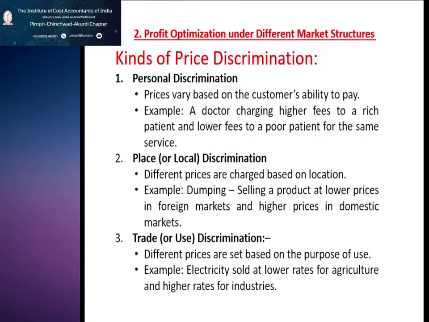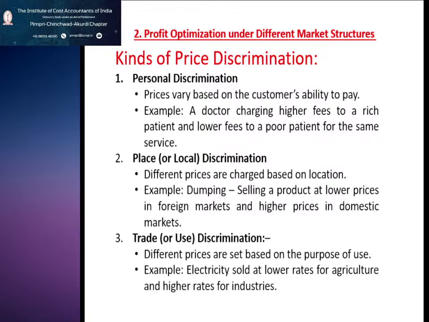So let's understand the kinds of price discrimination. One is personal discrimination. Here, prices vary based on the customer's ability to pay. For example, a doctor charging higher fees to a rich patient and lower fees to a poor patient for the same service is called personal discrimination. It's his choice to discriminate between a high net worth individual and a low net worth individual while providing his services. So he will charge high fees to the rich patient, and thereby covers up by seeking lower fees from the poor patient for the same services.